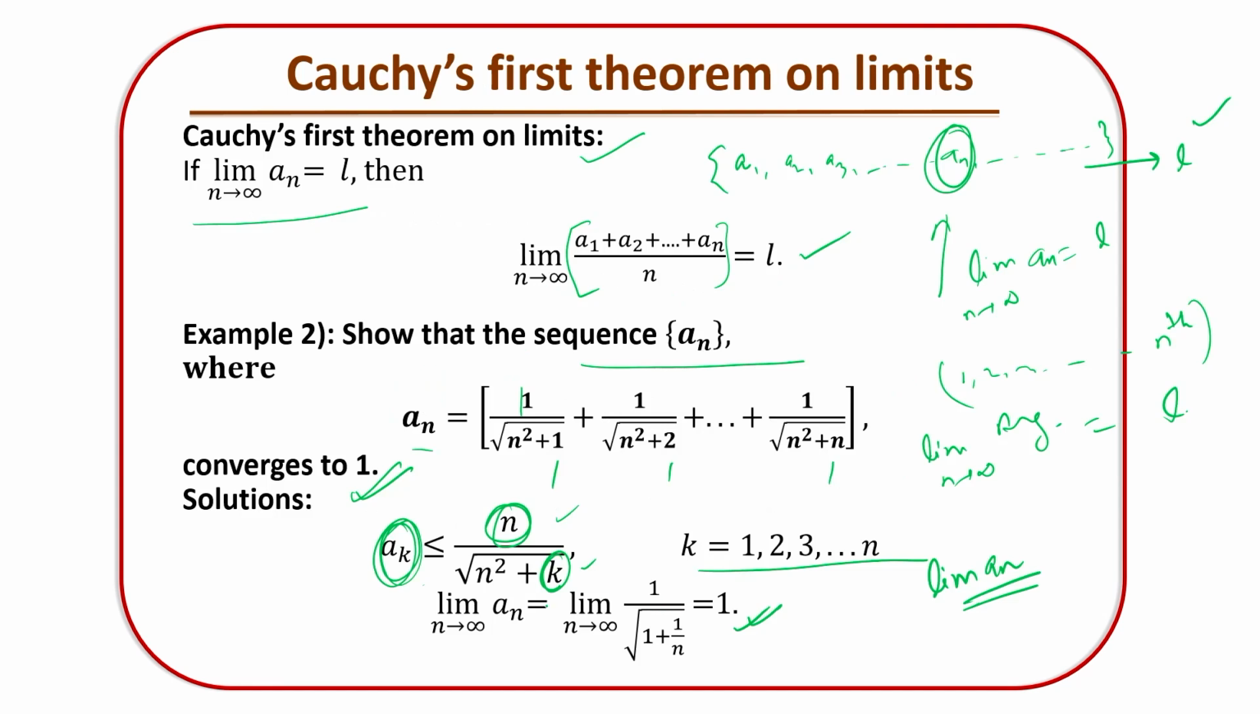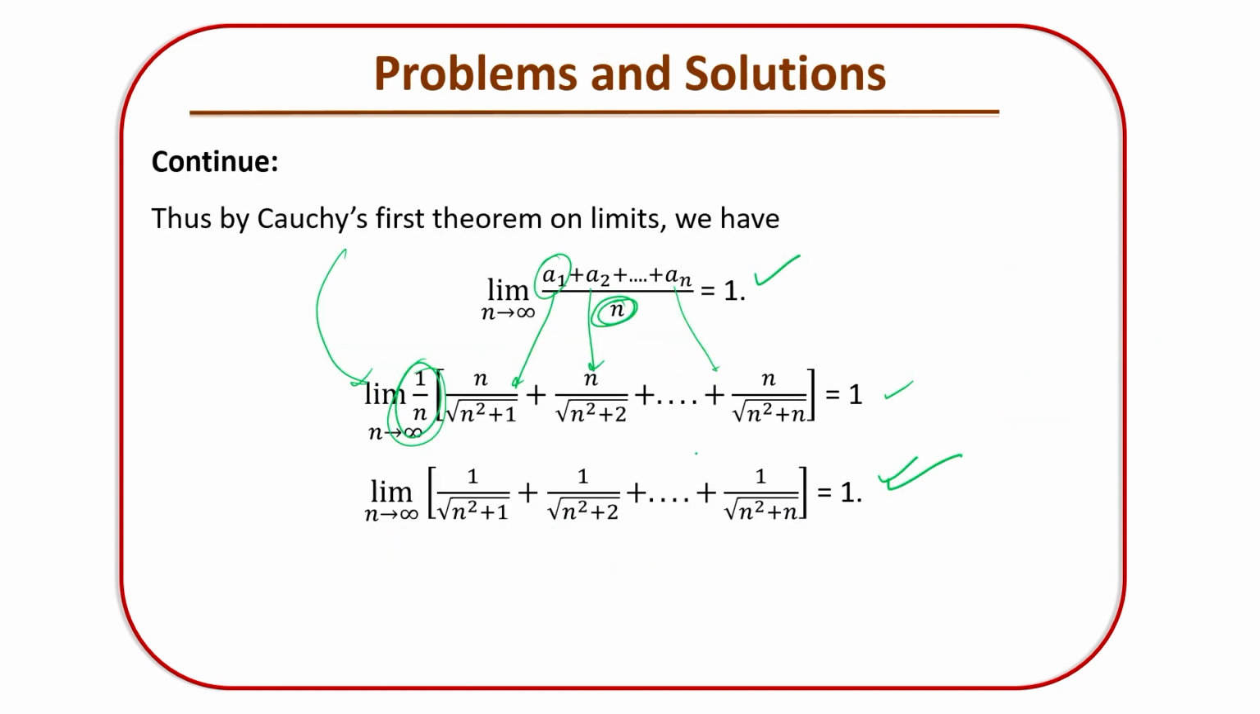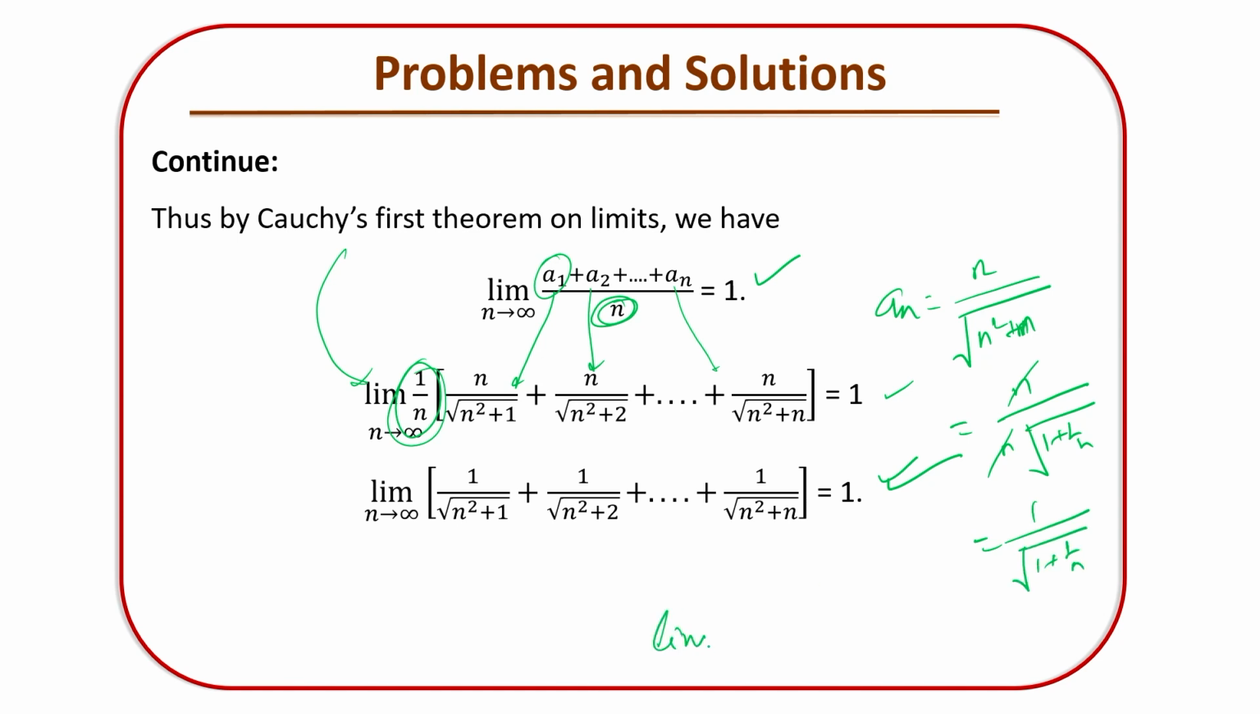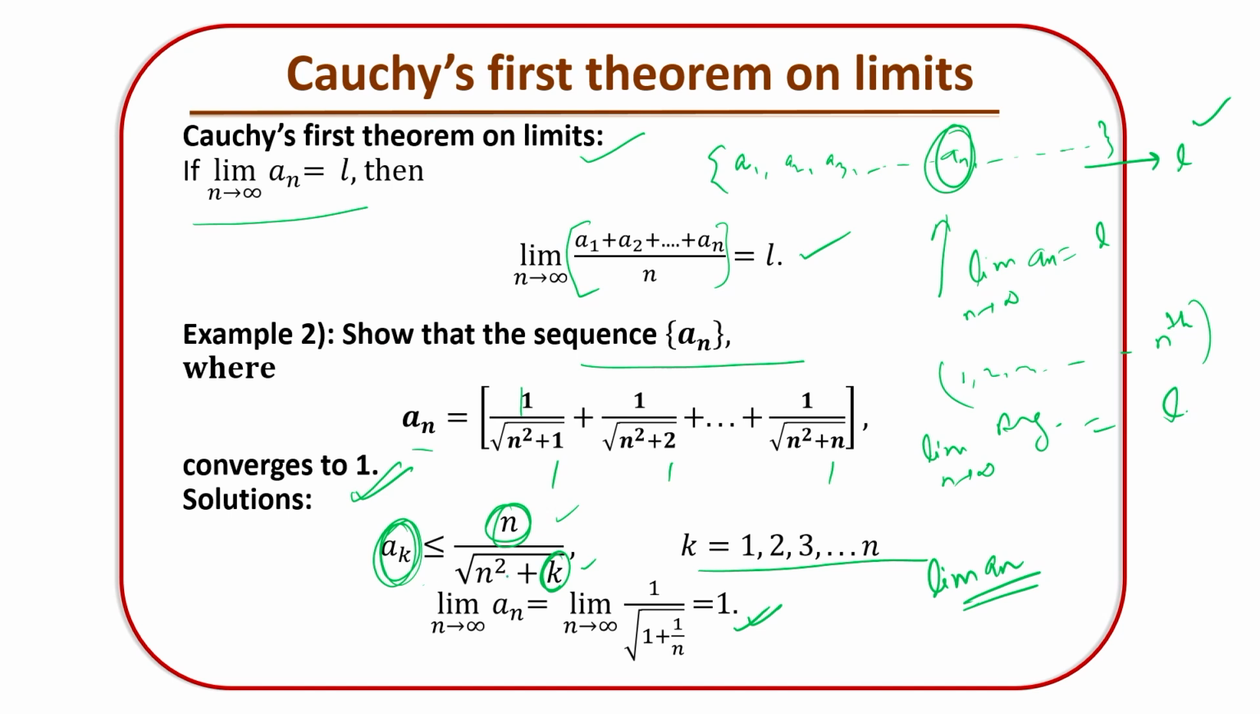Now if you have any problem, look at this an as n divided by the square root of n square plus n. Take n outside of the square root: n divided by n times the square root of 1 plus 1 by n. So n cancels out and it comes out as 1 divided by the square root of 1 plus 1 by n, and the limit of this an is going to be 1 now. So if you have any confusion about ak, you can write this an directly with n square plus n.